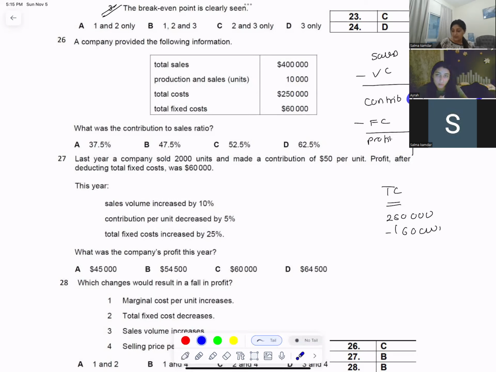You want your variable cost, you have your contribution, you have your fixed cost. So you can get this. 190 minus X minus 60 is equal to 60. So X will be 190 minus 60. So it'll be 130,000.